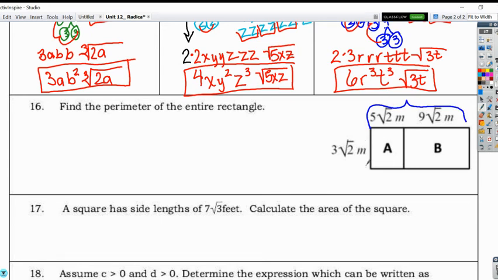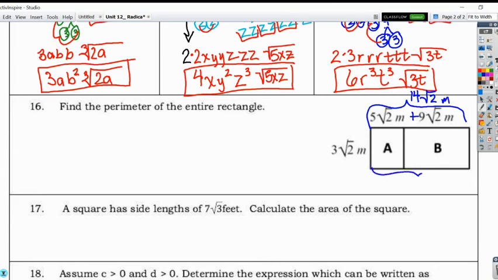I can see that the width is clearly 3 times the square root of 2, but for my length, I've got a 5 square root of 2 for part of it, and I've got a 9 square root of 2 for part of it. So to find that length, I need to add these together. The square root of 2's are matching, so I just have to add those coefficients. The 5 plus the 9 puts us at 14 times the square root of 2 meters.